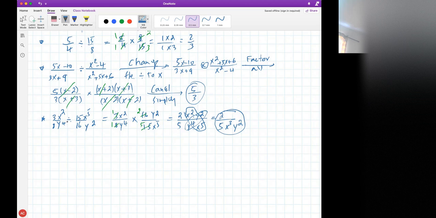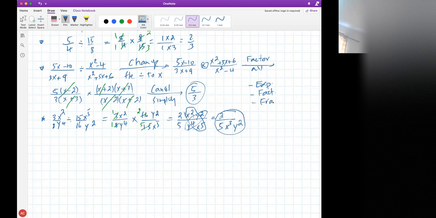So the rules of exponents still apply, and in addition to factoring, these are the key things here. The whole class is based on these. So rules of exponents, factoring, and also the rules of fractions. Those three are basically the main things in this class.